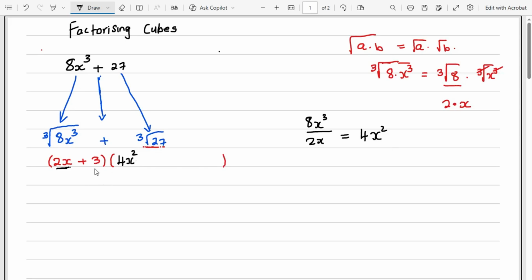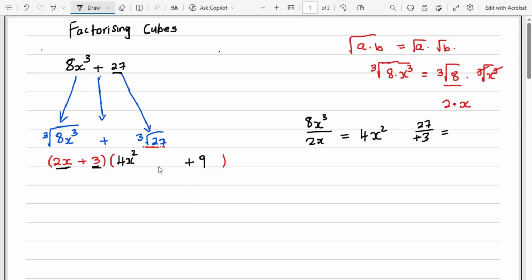Then you take the 3, you're going to divide that 27. But please note that when you take the 3, take it with the sign. So we divide positive 27 by positive 3, which gives us positive 9. So I'm going to write this as plus 9 down there.